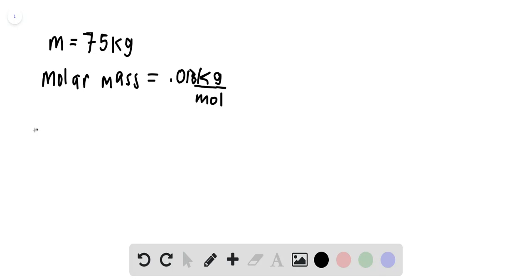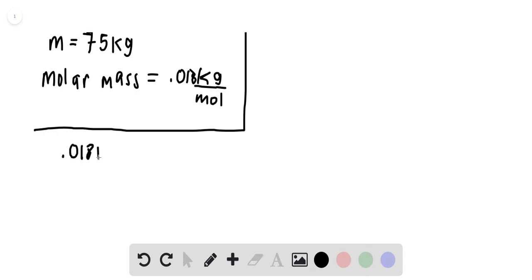So to do this problem, I'm going to talk it through, and I'm not going to use symbols like I usually would, because this one's just kind of like a big long unit conversion. So we start off with 0.018 kilograms per mole. And we want to know how many molecules there are.